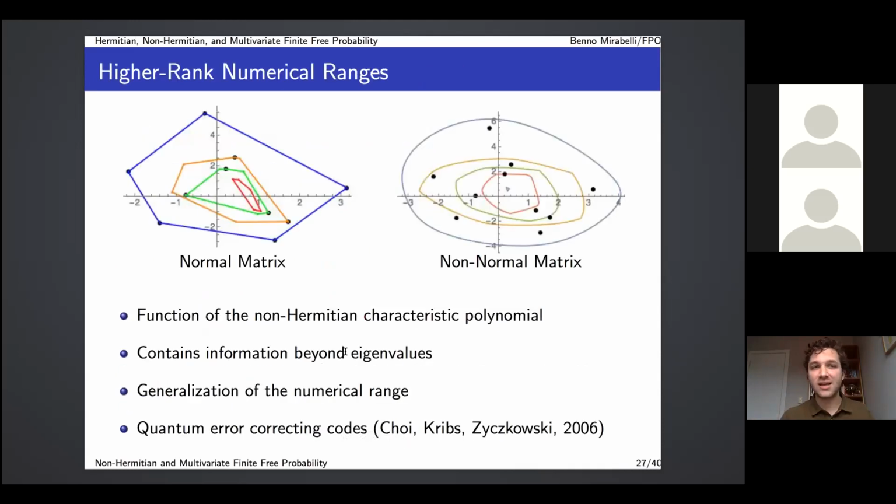So one way to look at this, which also gives us some nice pictures, which is a nice thing for a presentation, is looking at these things called higher rank numerical ranges. So here, this picture corresponds to one matrix, and this corresponds to a different matrix.